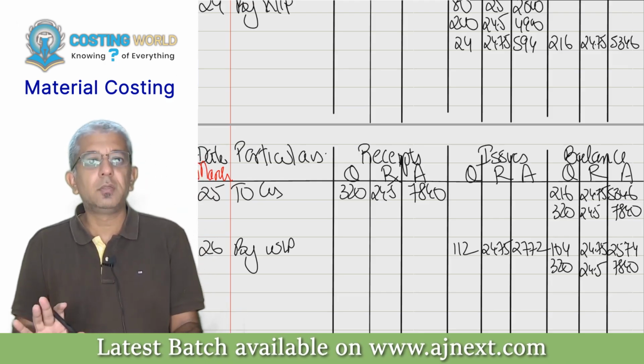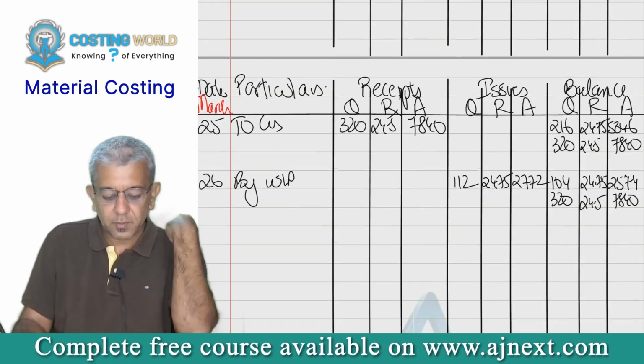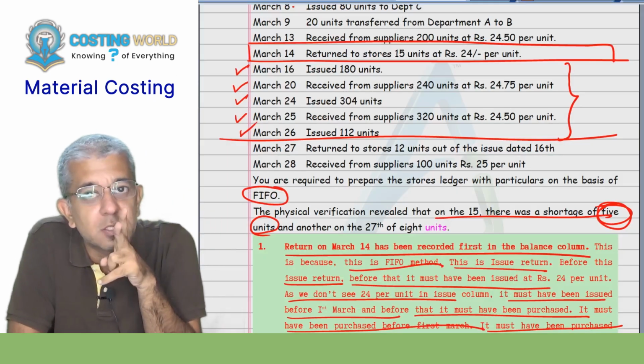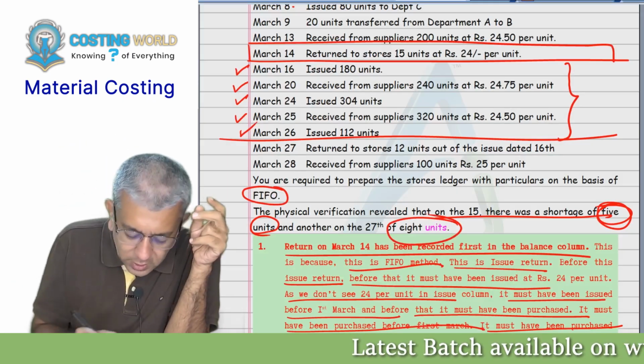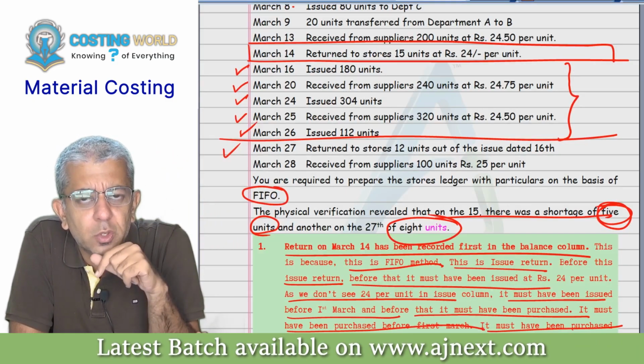Everybody reached till here? Yes, sir. Okay, now further things. On 27th, there are supposed to be two transactions. One is the shortage of how many units? 8 units. The other is this particular transaction. You tell me which transaction is to be passed first? The upper one or the down one?